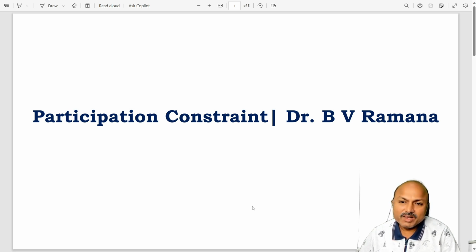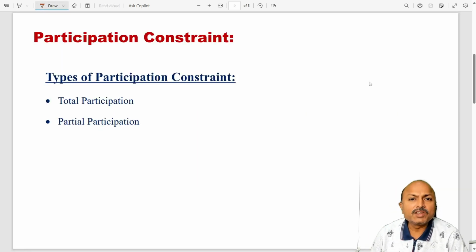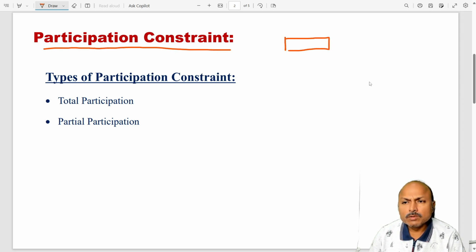Good evening. Today we are going to discuss participation constraint. First of all, we need to understand what is meant by participation constraints. We understood that the entities are connected via relationship.